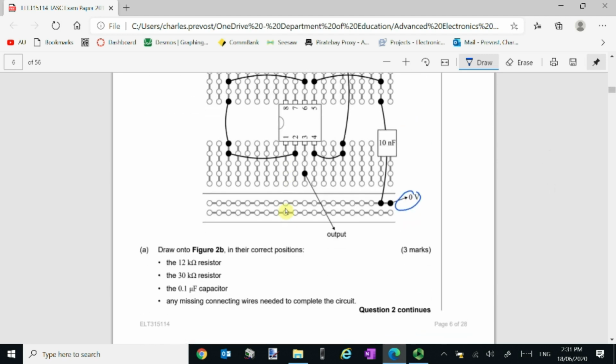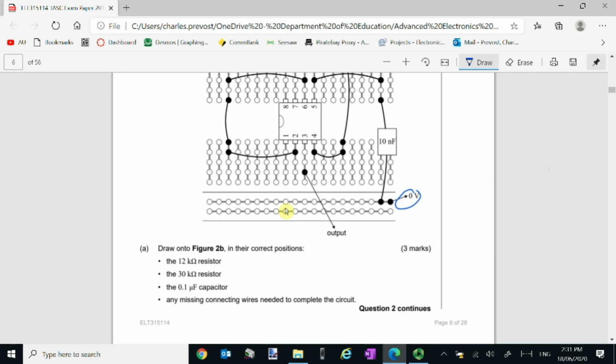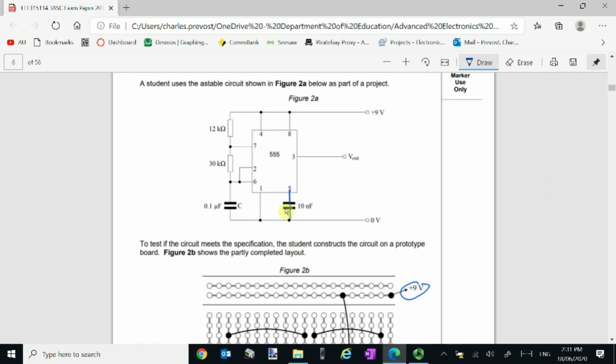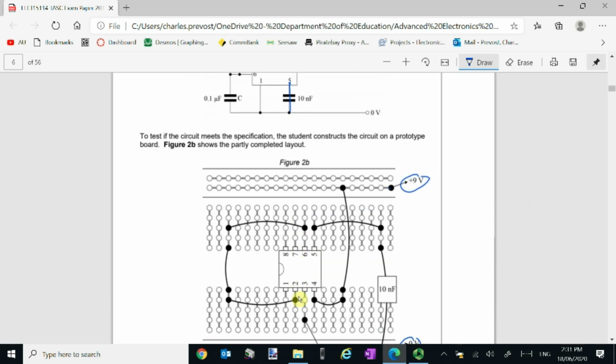Okay. So what we need to do now is draw into the figure in the correct positions the 12k resistor, the 30k resistor, the 0.1 microfarad capacitor, and any connecting wires needed to make it work. So I'm just going to start with the 12k resistor first. So the 12k resistor is going to be connecting the positive supply, so it's going to be along this rail along the top here, and that's going to be connecting to pin 7. So there's pin 7. So draw a resistor and connect it something like that, and we should write 12k next to it.